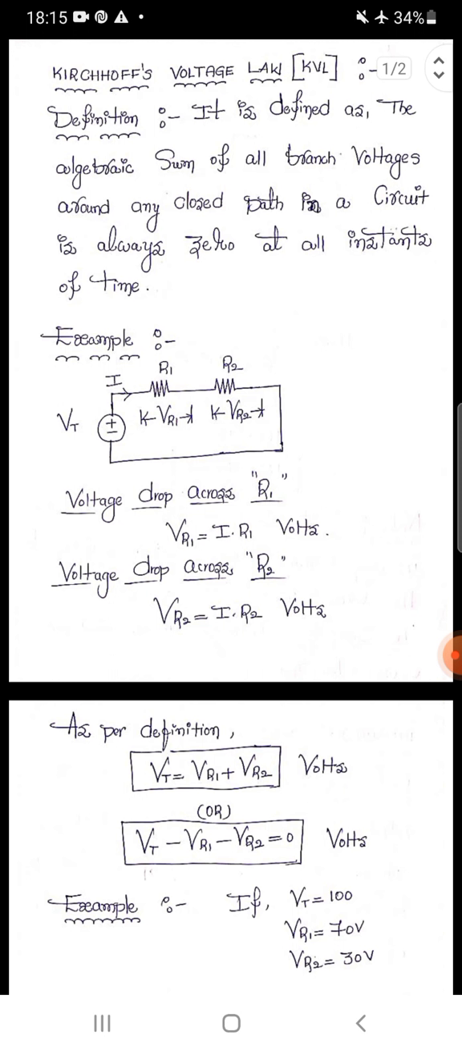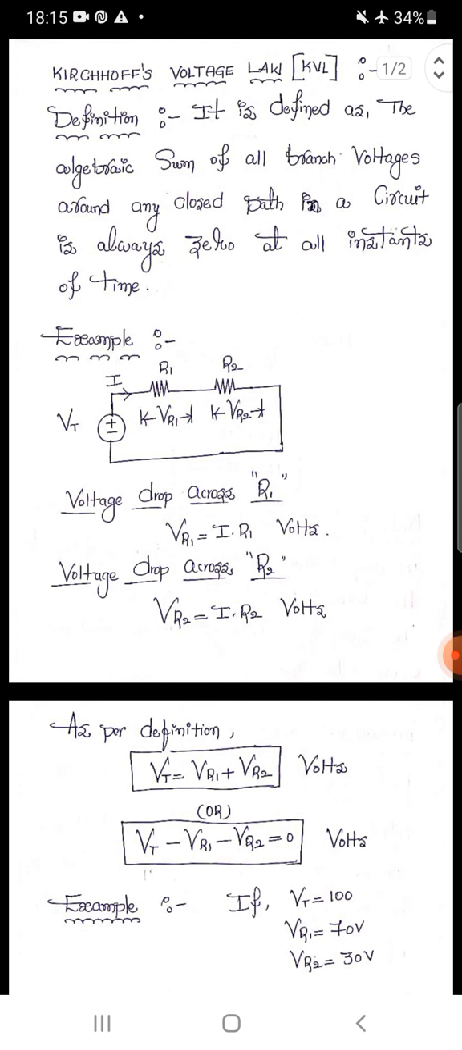Hi friends, in this video we are going to discuss the concept of Kirchhoff's voltage law. First we are going to discuss the definition of Kirchhoff's voltage law, and after that how we can analyze or solve problems by using Kirchhoff's voltage law. So first, the definition.